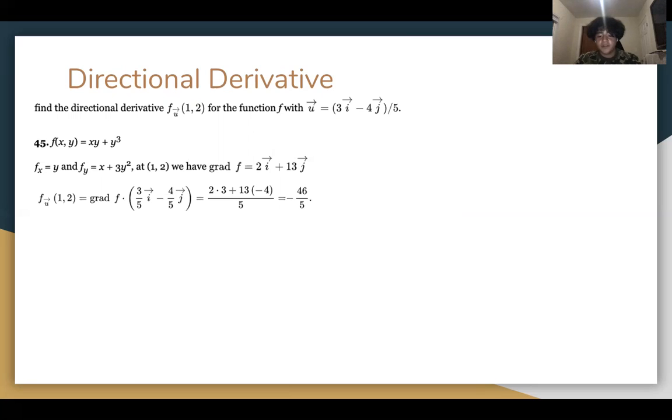Then when we set the partials to 1, 2, you are able to find the gradient vector of f, which is replacing the x and the y with i and j. You then multiply the new vector by the u vector to get the value of -46/5. The important idea here is that the directional derivative must be a number and it can't be a vector.